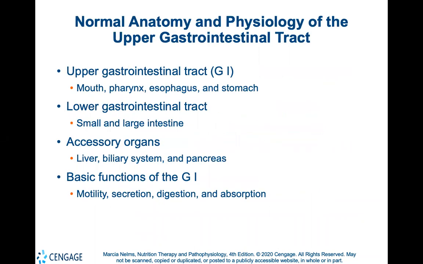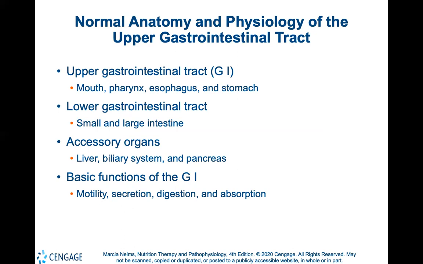No other system of the human body is so intimately involved in preservation of an optimal nutritional status as the gastrointestinal tract. Any pathology involving the GI tract can have a significant effect on nutritional status. A good working knowledge of normal anatomy and physiology of the GI tract is essential to understanding the pathophysiology and subsequent medical and nutrition care of GI diseases.